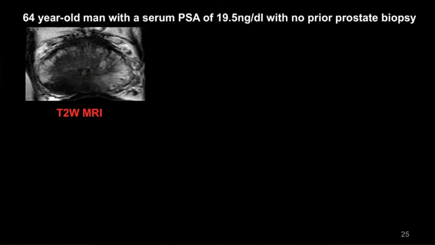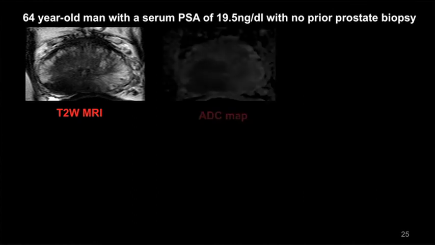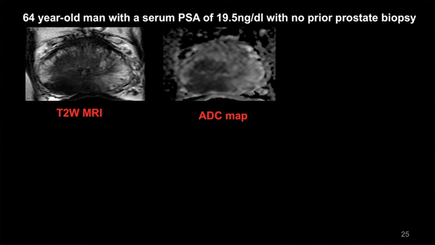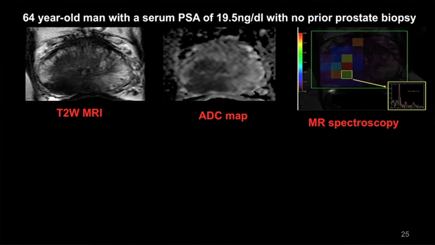Another patient, a 64-year-old man with a serum PSA of 19.5 with no prior biopsies. This is quite becoming common in NCI as well. There's a very large lesion in the right to midline posterior peripheral zone, which possibly affects the central gland. That lesion shows positive findings on ADC map, and it is spectro-positive, highly. This is the choline peak, this is the citrate peak.